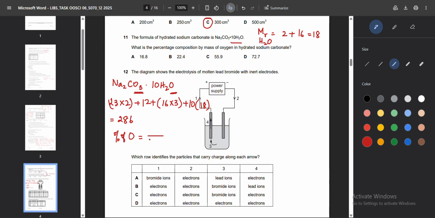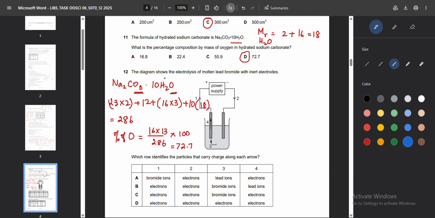Alright, so what is the atomic mass of oxygen? It is 16 multiplied by 13 divided by 286 multiplied by 100. So your answer would be 72.7. That means that option D is the correct answer.